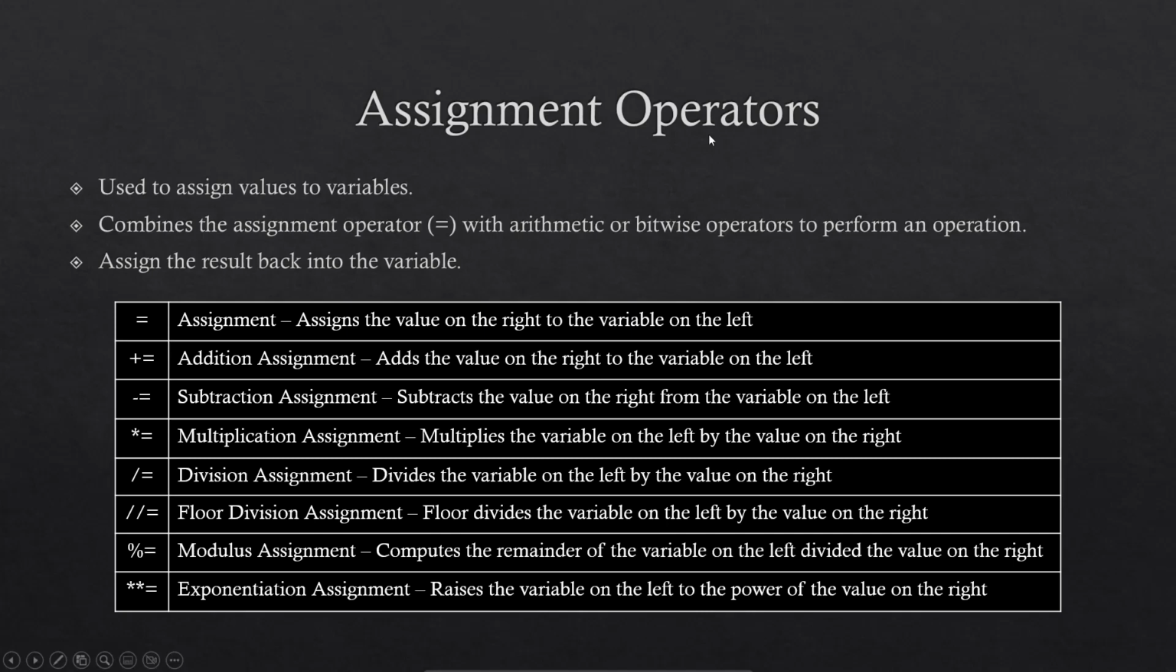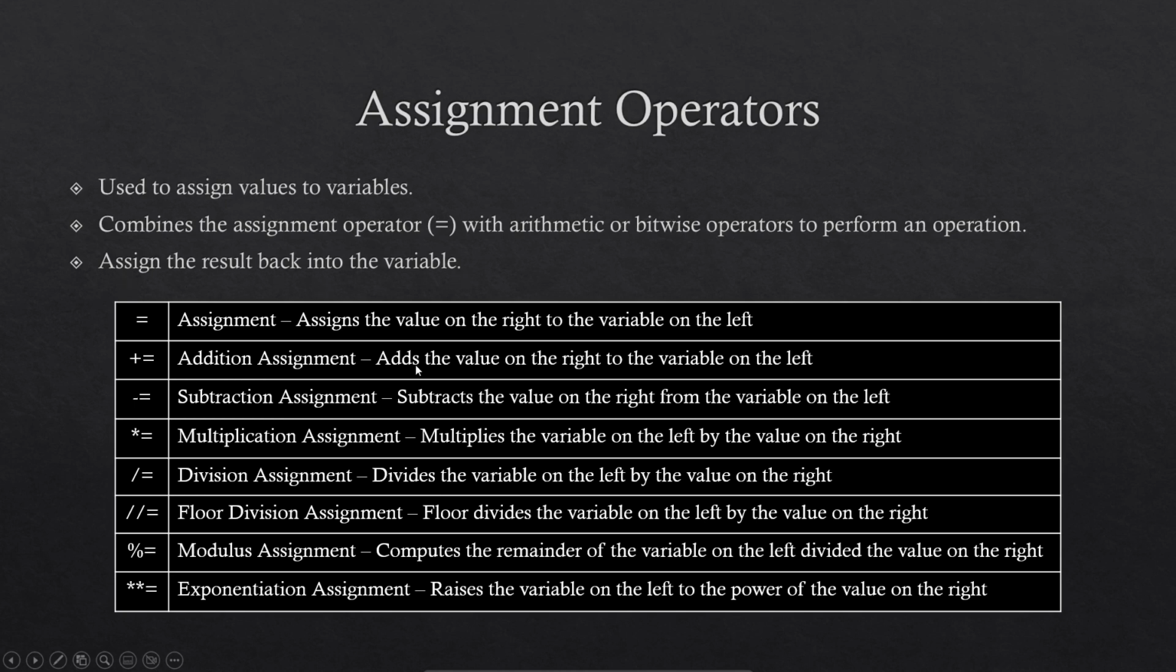In this video, we're going to talk about assignment operators. They are used to assign values to variables. We've been using the equal sign, which is the assignment operator, to assign the value on the right to the variable on the left, but you can combine the assignment operator with arithmetic or bitwise operators to perform an operation. Bitwise operators are a little bit of a more advanced concept that we're not really going to cover in this series. And each time one of these assignment operators performs an operation, it assigns the result back into the variable.